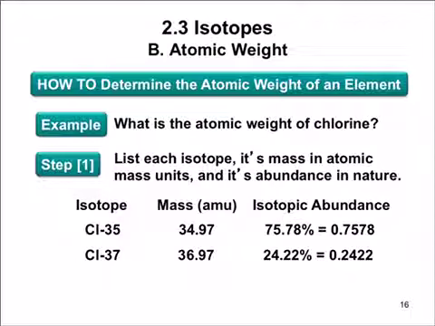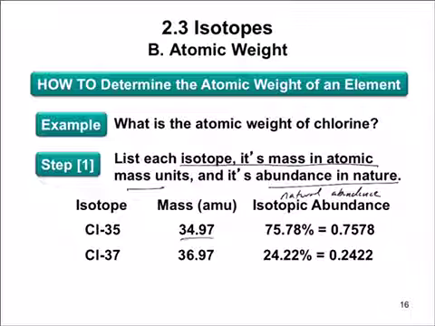So how do we calculate the atomic weight, or the atomic mass, of an element? So what is the atomic weight of chlorine? The way we do this is we list out each isotope's atomic mass units and its abundance in nature. How often does it occur? This isotopic abundance, or natural abundance, tells us how often each of these elements occurs in nature. So chlorine with a mass number of 35 is 75% of the time what you're going to find. Chlorine with a mass number of 37 makes up about 25% of what you're going to find.